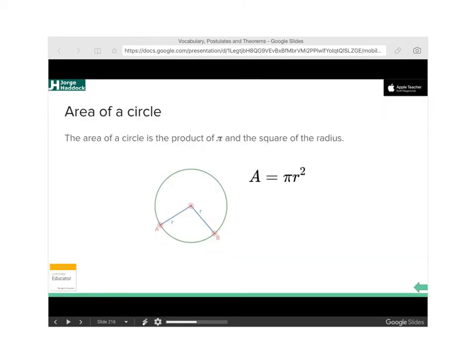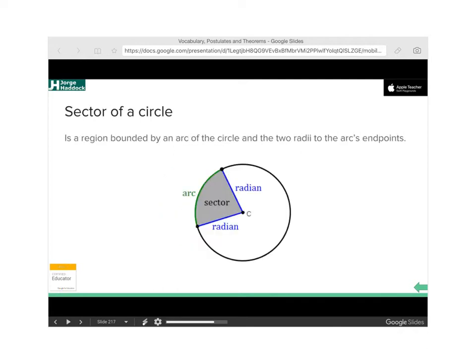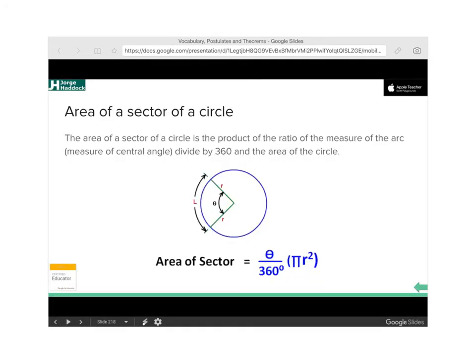Hi. So in this case, we're going to be working with area of a circle, but more precisely, area of a sector of the circle. Right? So just to review, the area of a circle, as you know, is just pi times the radius squared, right? So a sector of the circle is the region bounded by an arc of the circle and two of its radii. So, for example, this part that is in gray is a sector of the circle, right? And the area formula is going to be the central angle over 360 times pi r squared. Right?